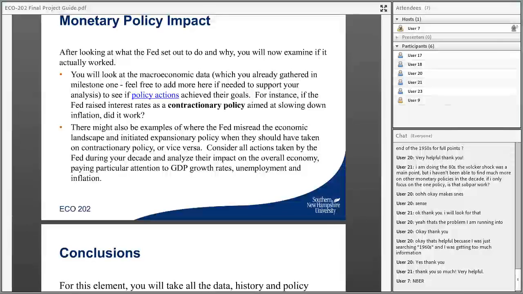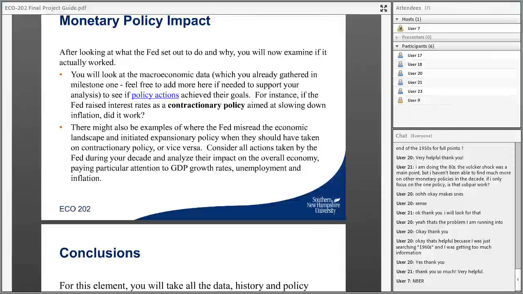Other good websites for monetary policies is to go to the NBER, the National Bureau of Economic Research. There's a good article, I think, on the 50s, 60s, written by Mankiw, that helps with the monetary policies.